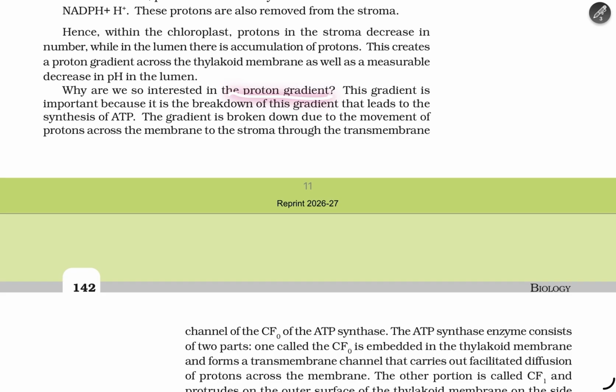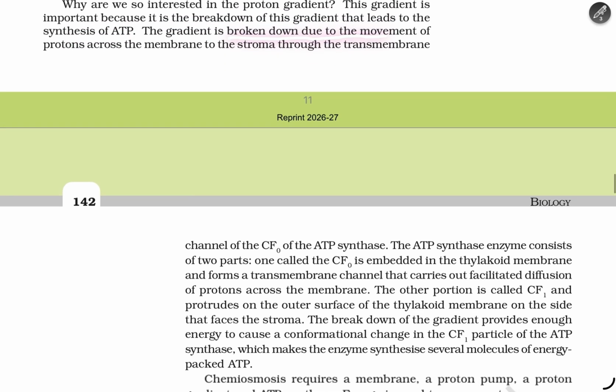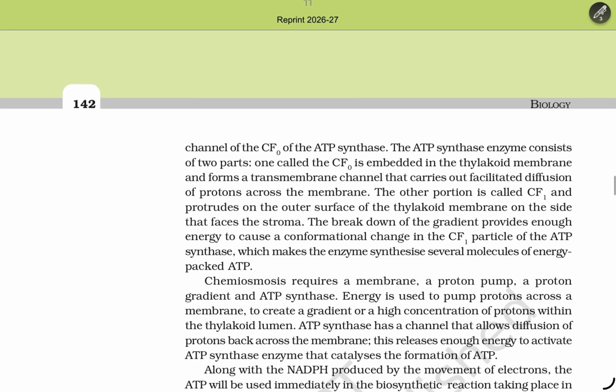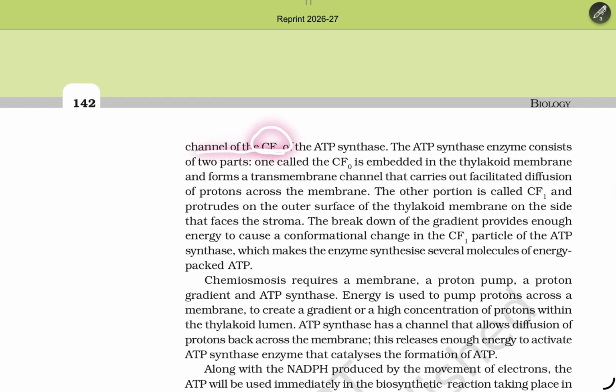Why are we so interested in the proton gradient? This gradient is important because it is the breakdown of the gradient that leads to the synthesis of ATP. The gradient is broken down due to the movement of protons across the membrane to the stroma through a transmembrane channel, that is CF0 of the ATP synthase.